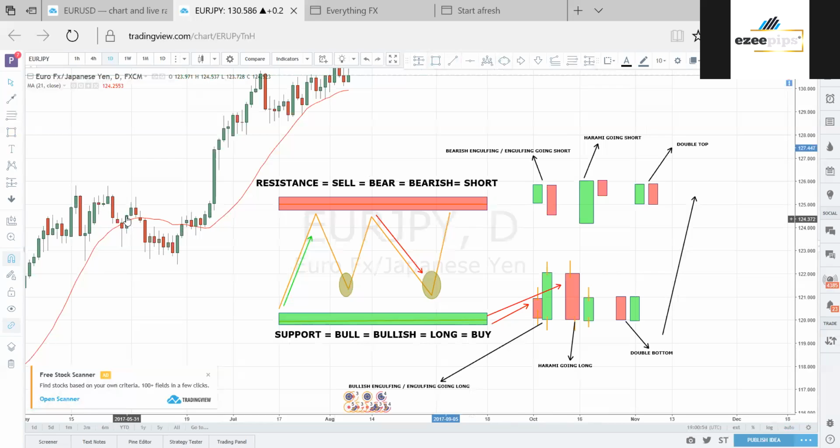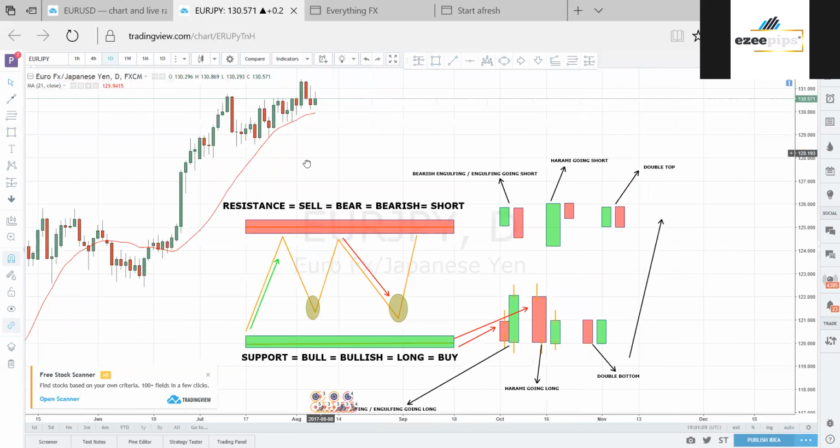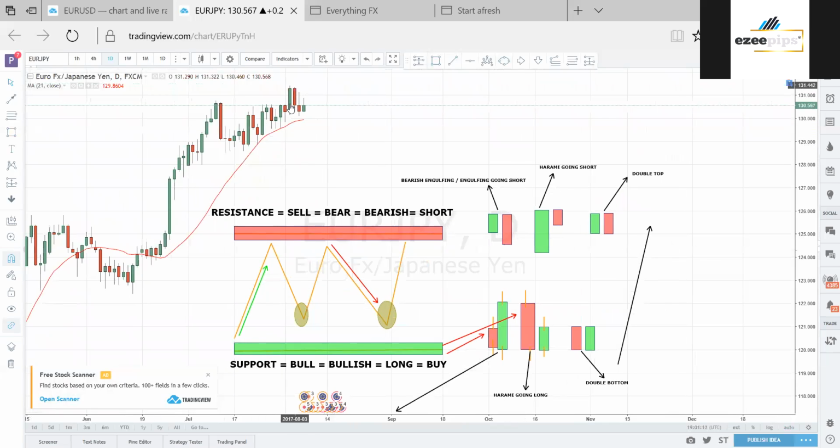Price came down, price went up again. The same candles of the same body size at a level of resistance, right? What was that? A double top. It means sell. If you sold, you are in profit, right? It goes on and on. At a level of resistance, you saw a big green candle, small red. What does it mean? Harami going short. It means sell, profit. At a level of support now, because price came down, you saw candles with the same body size, right? That is what? A double bottom, meaning price is going to go where? Up.